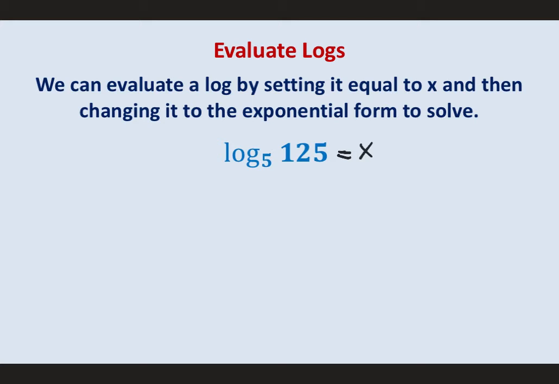So the base is 5, so the base of my exponential form is going to be a 5. I'm going to take the answer, which is that x, that thing on the other side. I'll make that my exponent. I'm going to say equal to the input of the log. That's the 125. The thing that the log is being taken of.